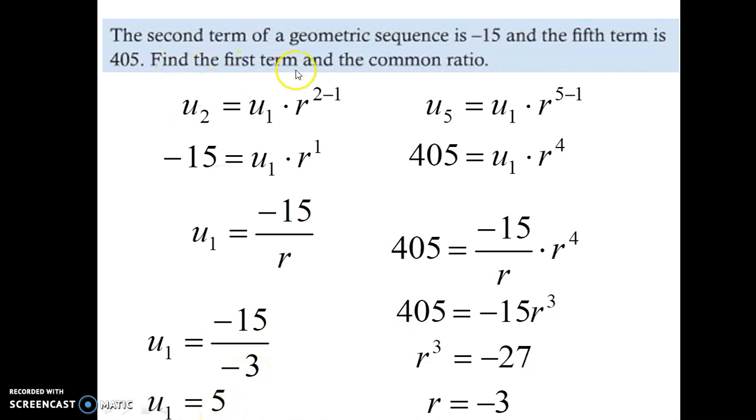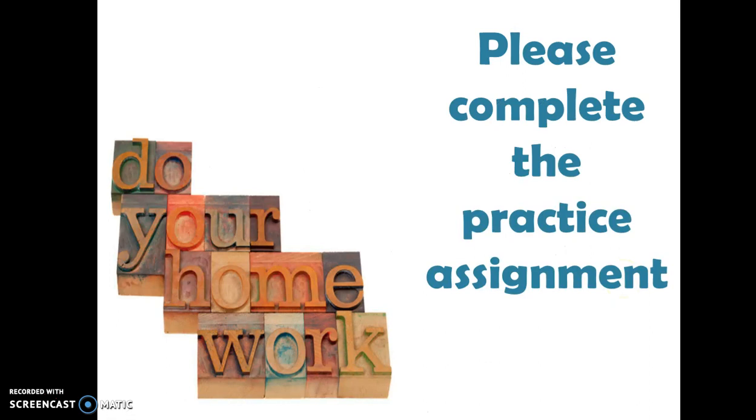So we were able to find the first term and the common ratio by creating two equations, making a system, and solving it by substitution. All right, that's about as tough as these questions get. So if you understand that, good for you, good job. There'll be more to try like that in the homework. So please do complete the homework assignment.